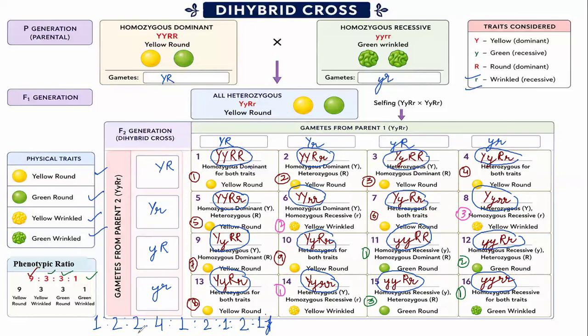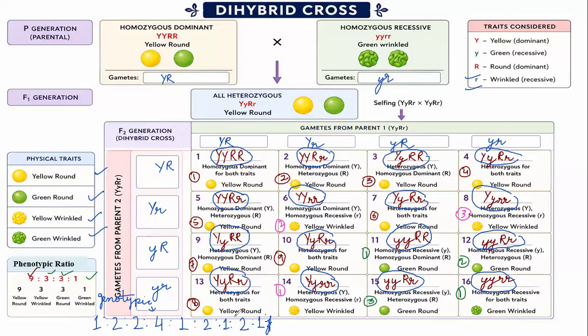So what is the genotypic ratio we have observed? Genotypic ratio. I'm writing in short. No, I think I can write it complete. What is the genotypic ratio? 1 is to 2 is to 2 is to 4 is to 1 is to 2 is to 1 is to 2 is to 1.